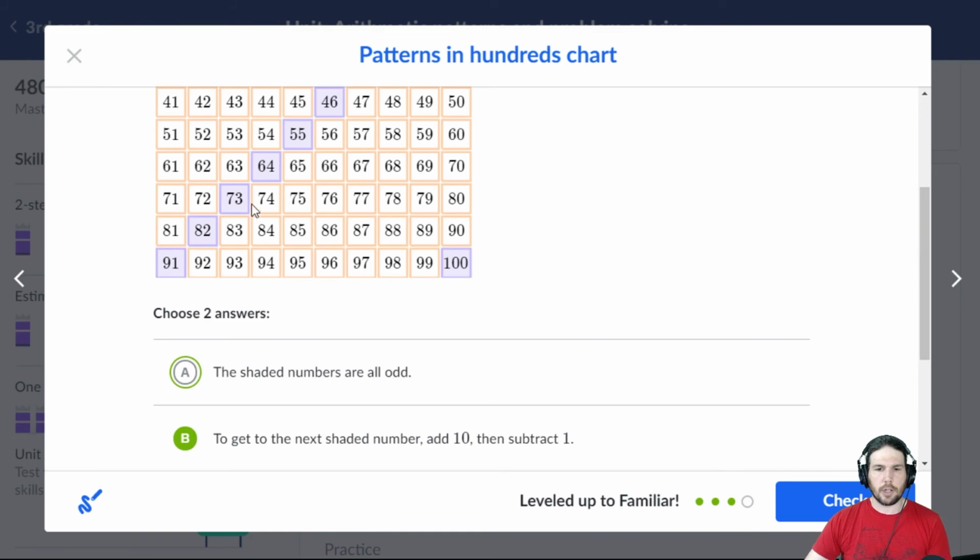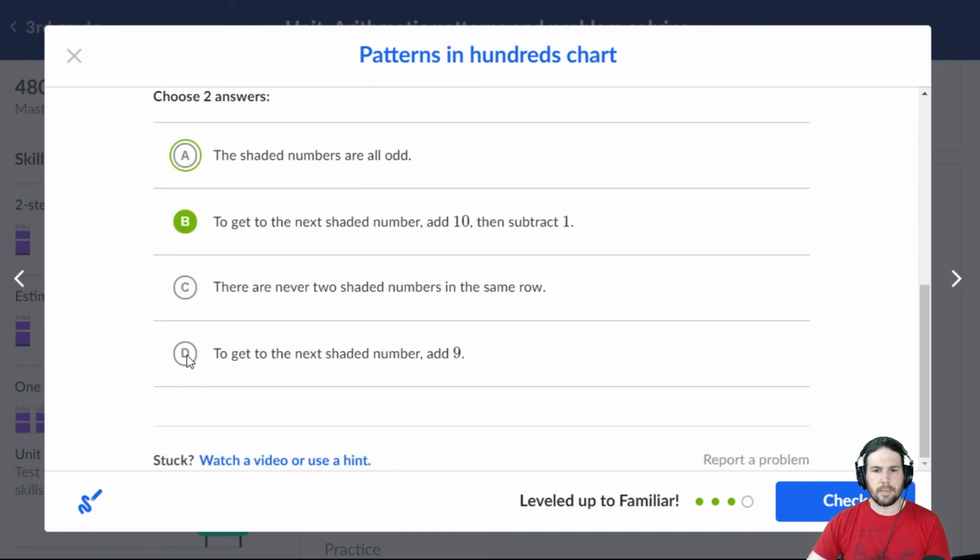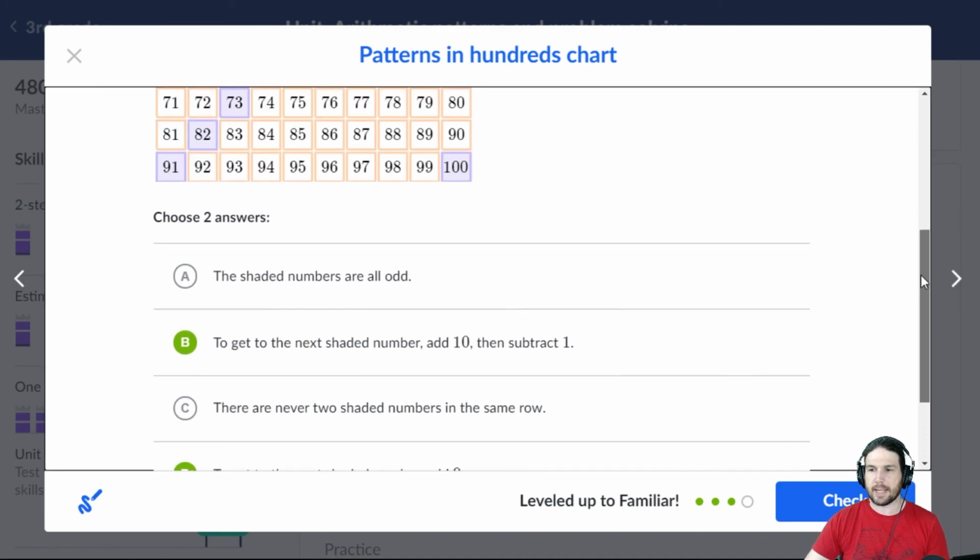The shaded numbers aren't all odd. There are definitely even numbers in there. And to get to the next shaded number, add 9. Nathaniel and Hartman, well done, both of you. Thank you for keeping me sane.